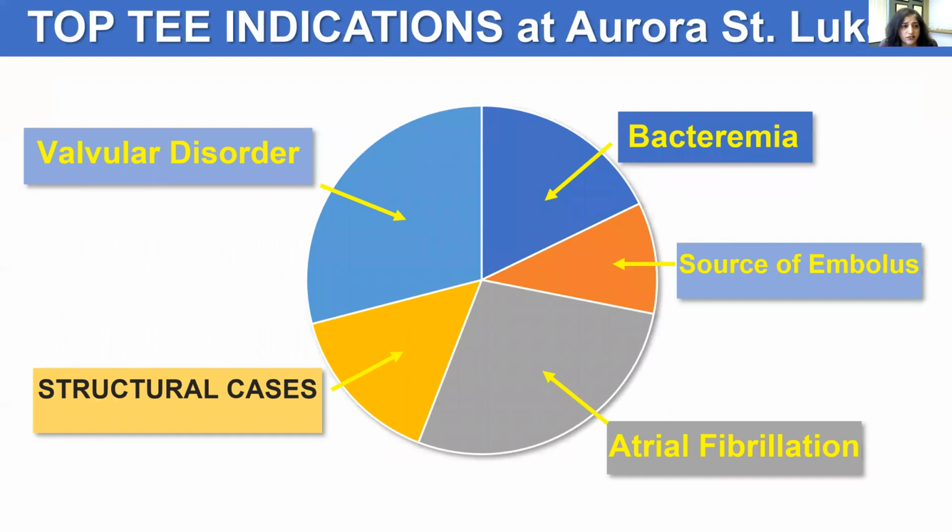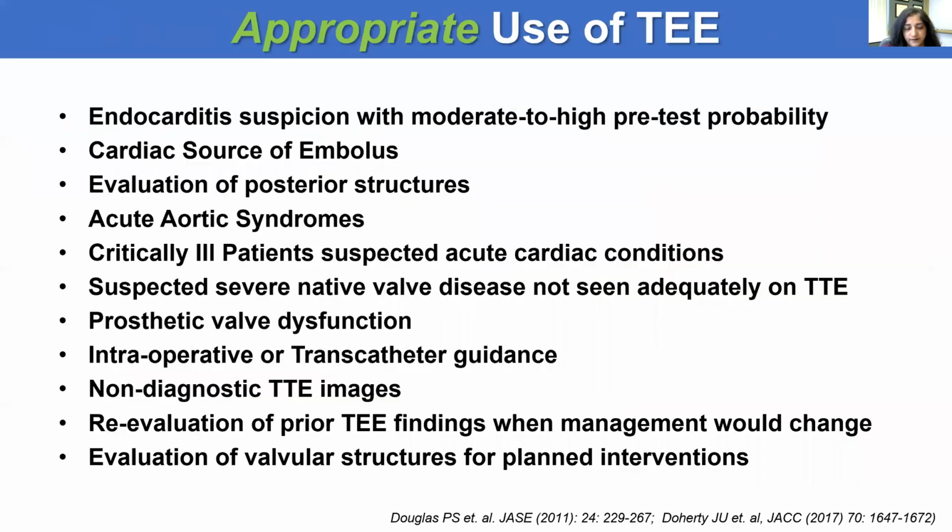These are the top TEE indications at St. Luke's. The bulk of our TEEs are done for valve disorders or atrial fibrillation. Then bacteremia and cardiac source of embolus are quite frequent. And finally, a small portion of TEEs are also dedicated to structural cases.